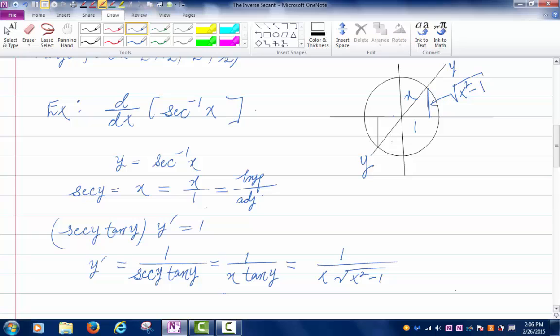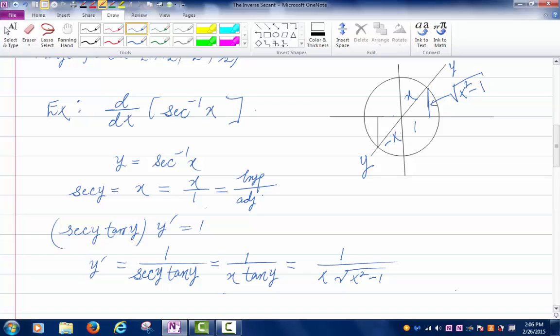Well, in the third quadrant, secant is negative. Remember that? So in the third quadrant, secant of y is negative, which would mean that x is negative. If x is negative, remember hypotenuse is always positive. So I have to take the hypotenuse to be negative x.